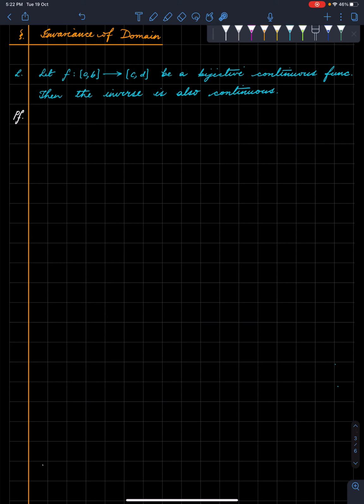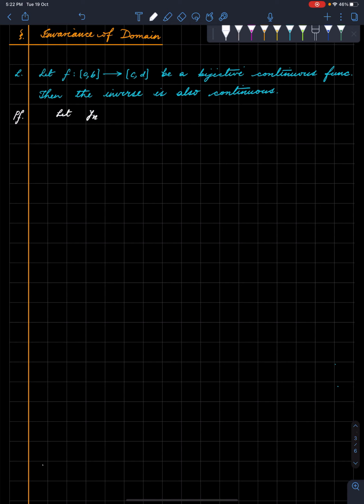So here is the proof, and there is no one way to do it. There are many ways to do it. I will do it in a way which I find most convenient given the material that we have seen so far, but you are encouraged to find your own proof. So what we want to show is we'll use the convergence criterion, that if a sequence converges, then its image also converges, etc. That criterion. So what we do is we fix.